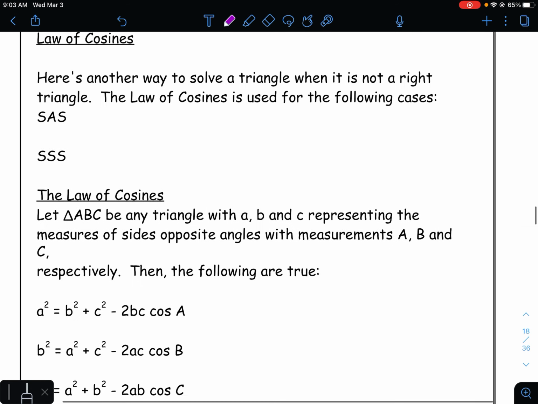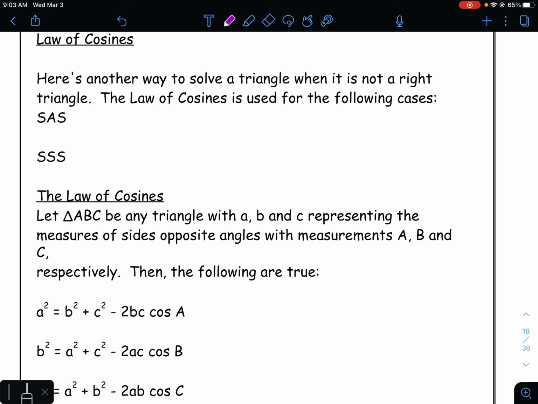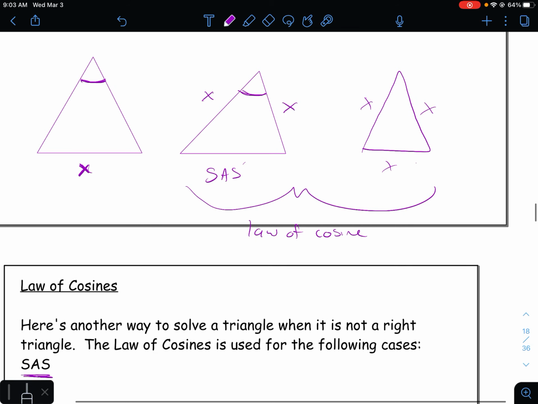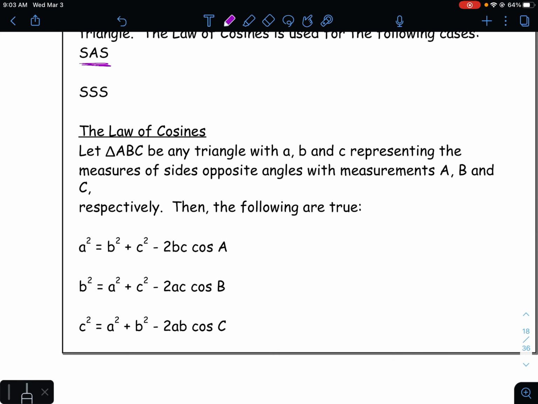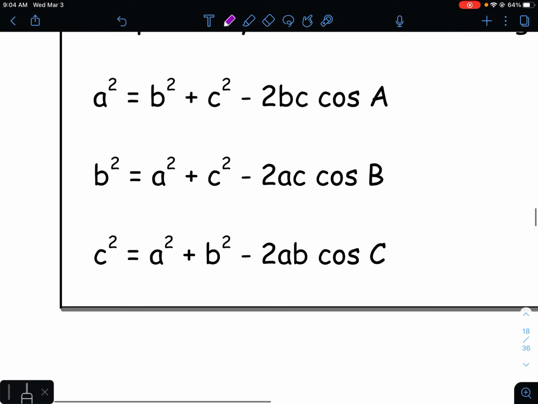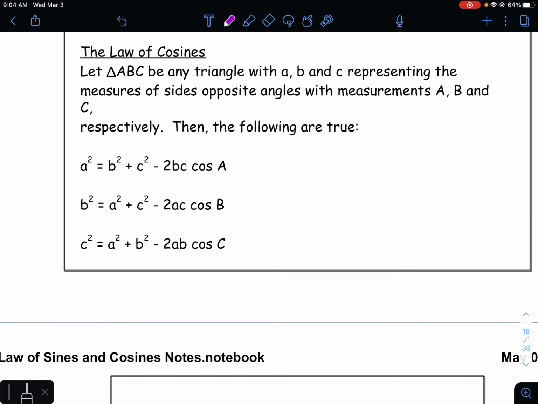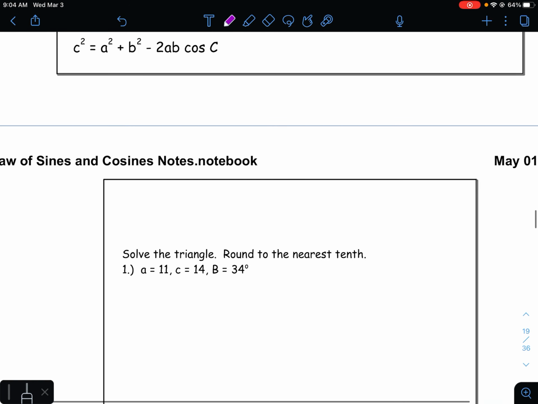It's another way to solve for a triangle, and you use it when you have a side angle side, which is this one, and when you have a side side side, which is this one. I will admit that it looks a little bit more complicated than the law of sines. It's a little bit trickier, but you guys can do it. So you can decide which one you're going to use based on the information you're given. It really is just the same equation over and over. You're just subbing in different parts.